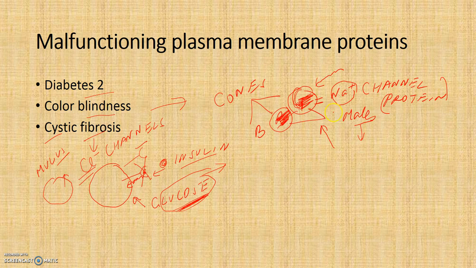In color blindness, it has to do with sodium channels that do not close because the photopigment in the cone cells is missing. And in diabetes too, it has to do with these receptor proteins. So with this, we come to the end of plasma membrane proteins.